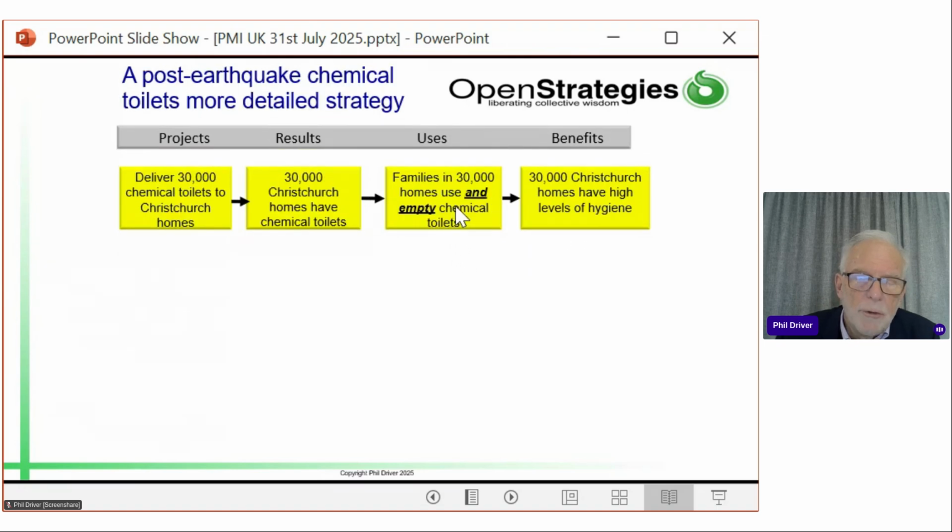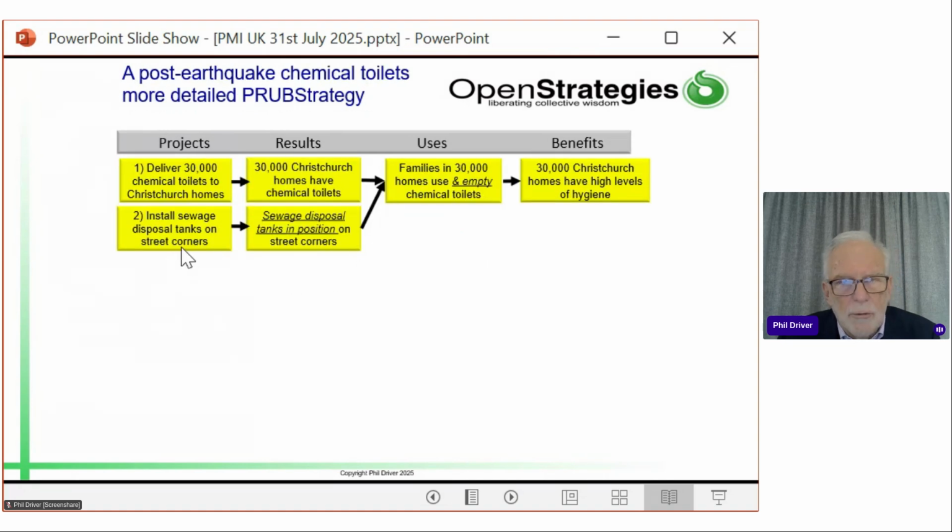So the true use is people are going to use the toilet and empty it. But where are they going to empty it? They can't empty it down their toilets because the toilet's not working. So the project managers had to come along and install sewage disposal tanks on the corners of every street so people could empty their toilets into them. And as I said before, this is a fairly earthy story.